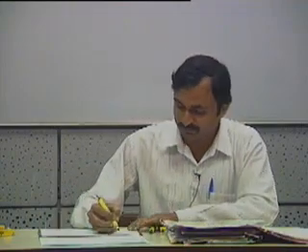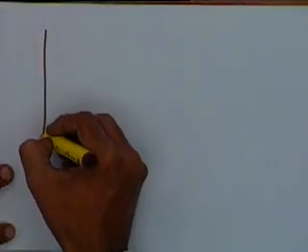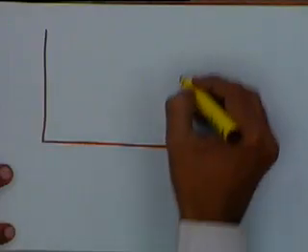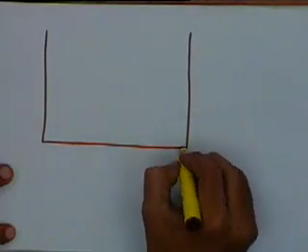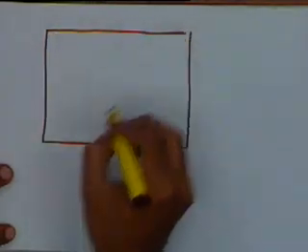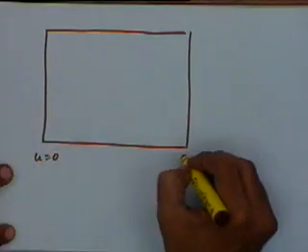And in this case, if you plot the blending functions, this is u equal to 0, this is u equal to 1.